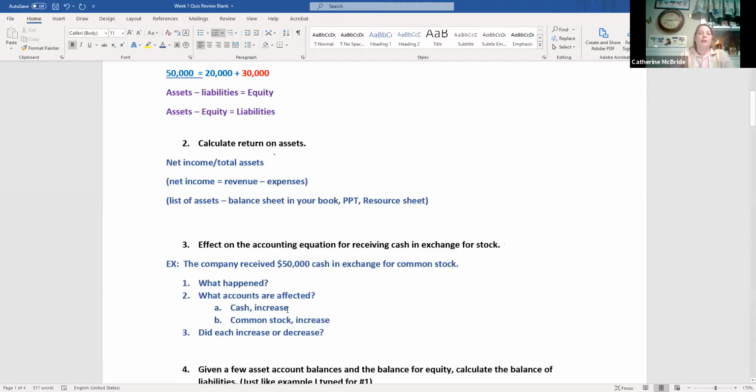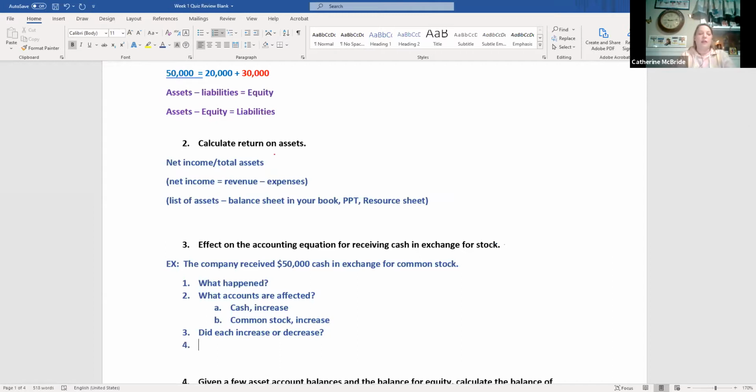Okay. So did each increase or decrease? Now, the next thing I ask myself is, what type of account is each? Is it an asset, a liability? We don't want to just say equity at this point, because revenue and expenses are both part of equity, but they behave differently with debits and credits. And capital contributions and withdrawals are both equity, but they behave differently with debits and credits. So what type of account is cash?